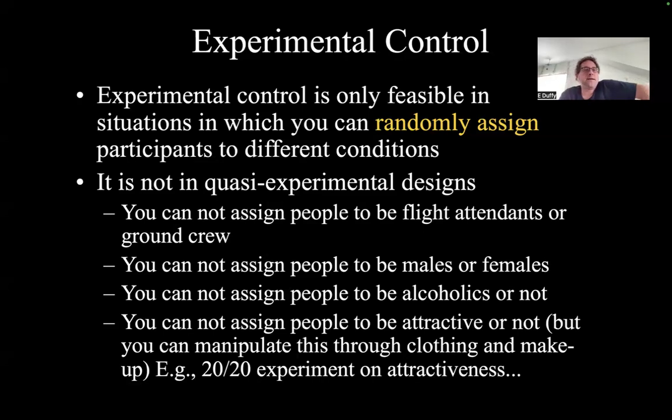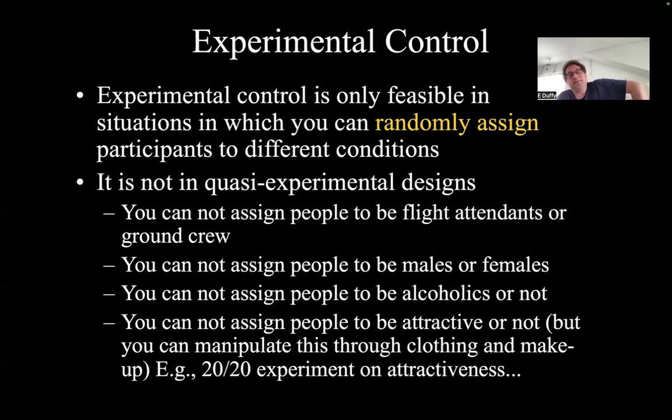You can't assign people to be alcoholics or not. I can't just get a group of people randomly, put them into two groups and tell one group that you're not allowed to drink alcohol and the other group, pour alcohol down their throats until the point that they become alcoholic, because that would be unethical. And, you know, alcoholism is related to genetics and other factors that you can't control that occur over the course of someone's lifetime. Or attractiveness. You can't assign people to be attractive or not.